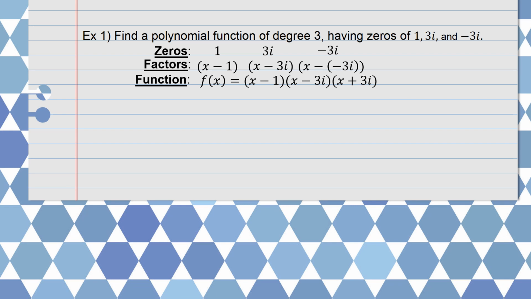Now the direction said find a polynomial function. We have a function, but it wants to see a degree of 3, meaning I want to see the highest power as a 3. Currently, we don't see that. We do have our 3 factors, but notice the last 2. There's something very special about these. It turns out these are conjugates, so we're going to multiply these first. Take a moment now to multiply x minus 3i times x plus 3i.